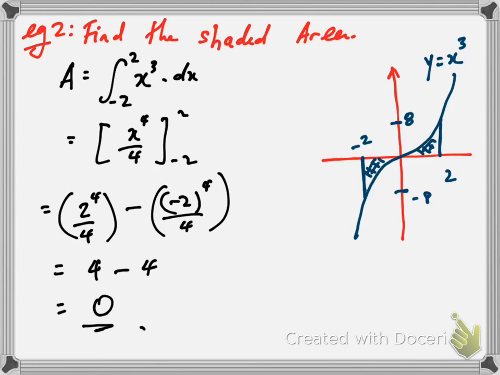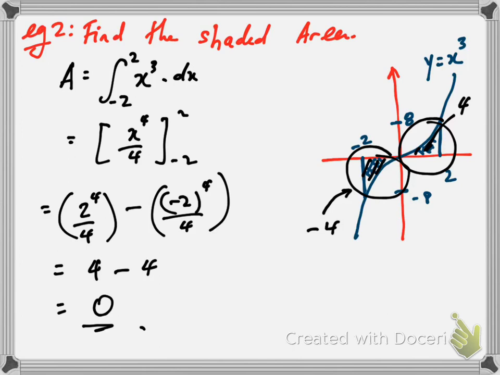So area obviously cannot be 0, because you can clearly see there's area here and there's area here. What has happened is the value of the area in the first quadrant is +4, and the value of the area in the third quadrant is -4. Therefore, when you add them up, you end up with 0. So what can we do with a scenario like this?